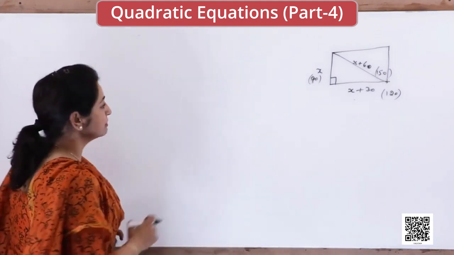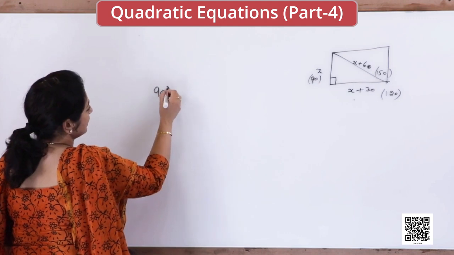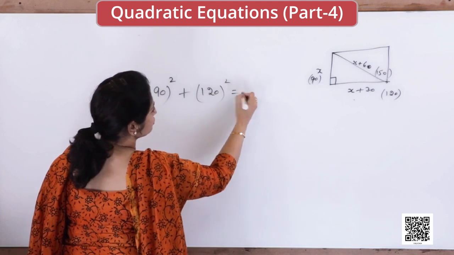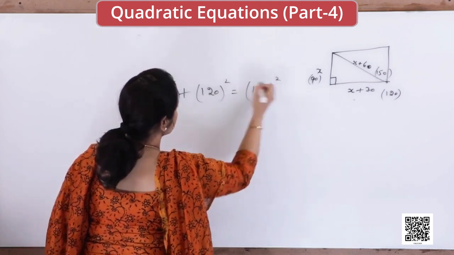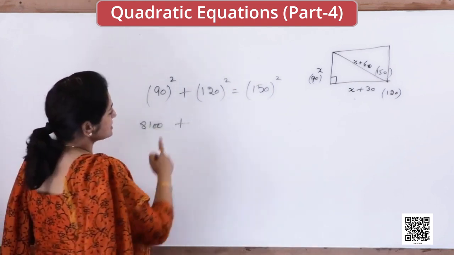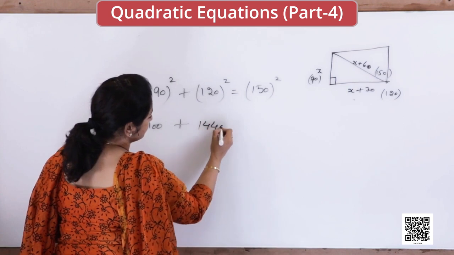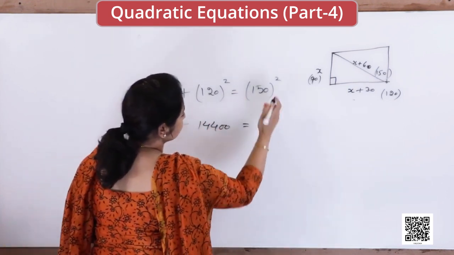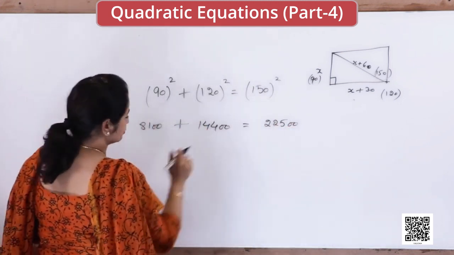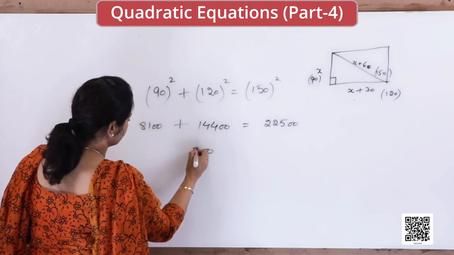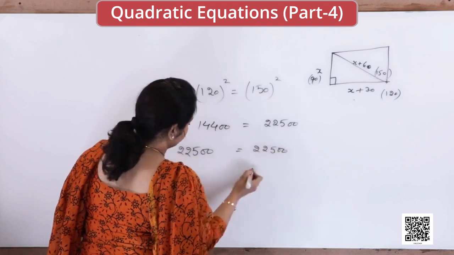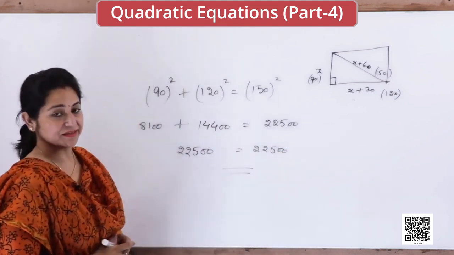Now to cross check, we will apply the Pythagoras theorem, and according to it 90 square plus 120 square should be equal to 150 square. Now square of 90 is 8100 plus that of 120 will be 14400, equal to 150 square, which is 22500. Now their addition should be equal to this. Adding this we will get 5 here, then 2, then 2. So both are the same. So our answer is correct.